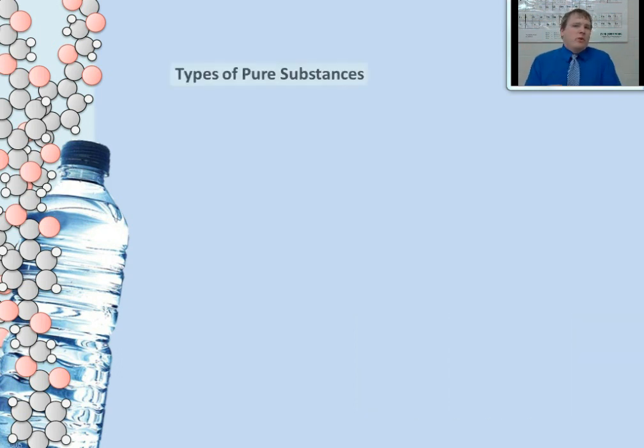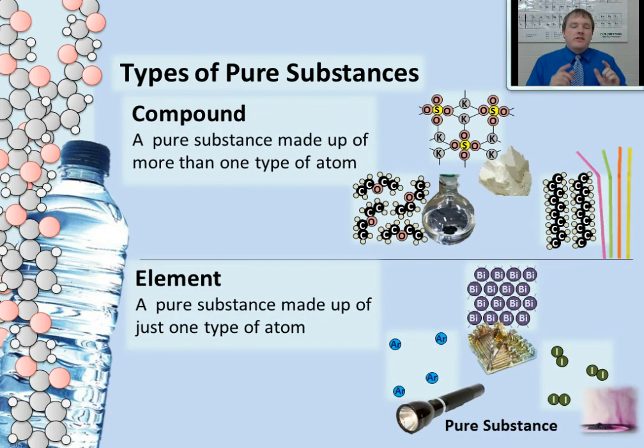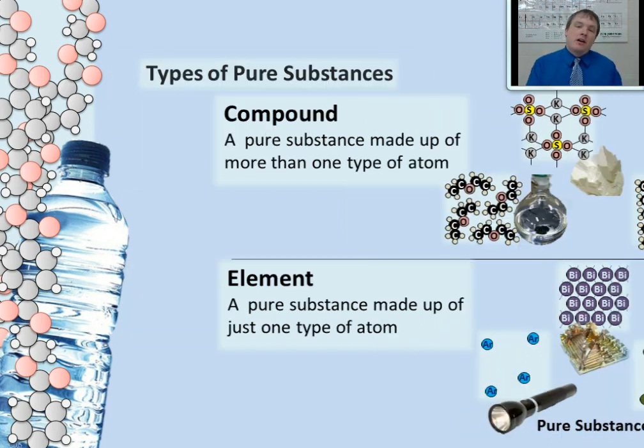Now remember, here's what we're not talking about. We are not talking about substances made up of more than one type of atom bonded together. If it's a pure substance made up of more than one type of atom, it has to be a compound, which is not the theme of this lesson. In this lesson, we're still talking about substances made up of just one type of atom, except they're bonded together in a specific way to make them a crystal.